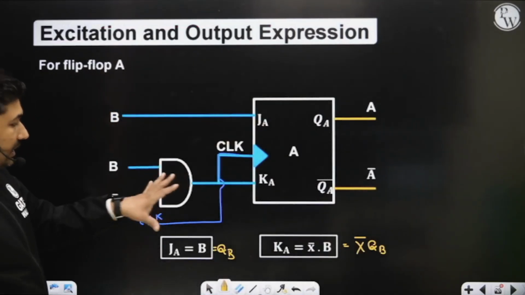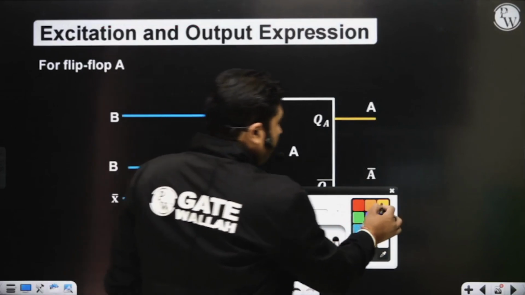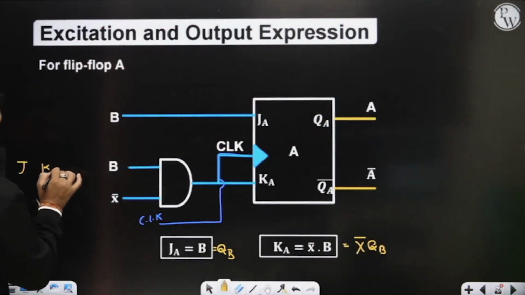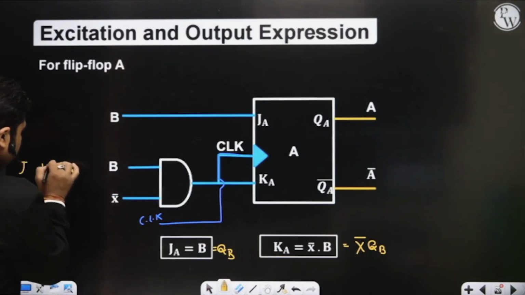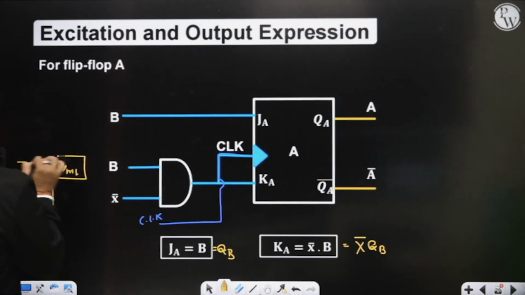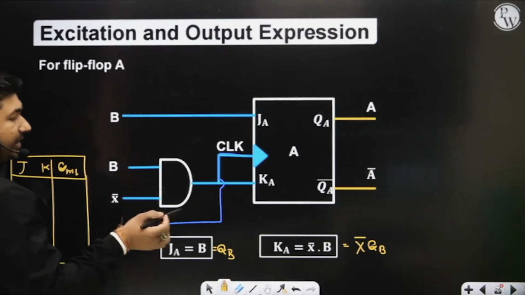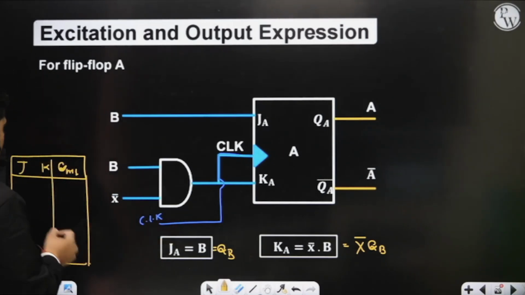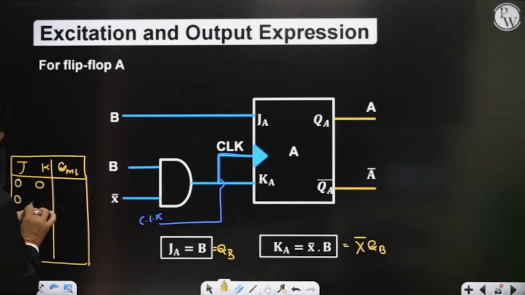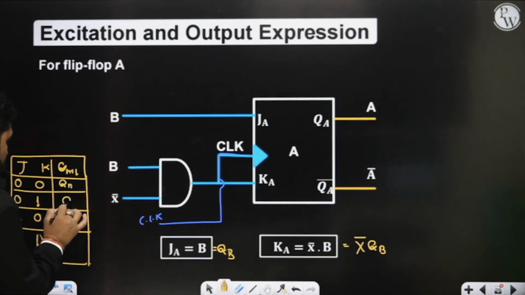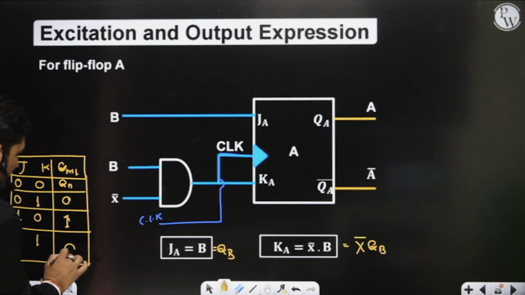Now we know the inputs to flip-flop A. I am also constructing a JK flip-flop next-state table, that is the truth table of the JK flip-flop. If we know JA and KA, we can easily identify the next state of the flip-flop: 00, 01, 10, 11. We know the truth table of the JK flip-flop.